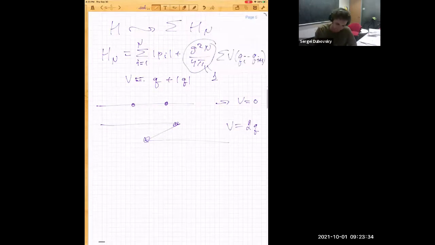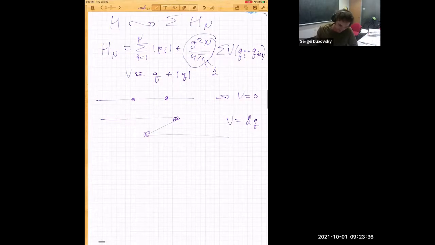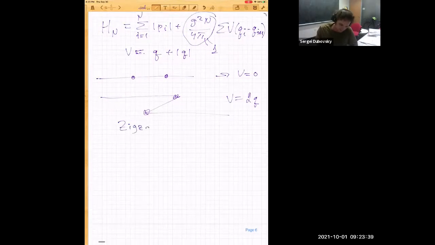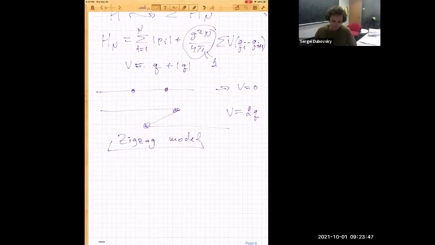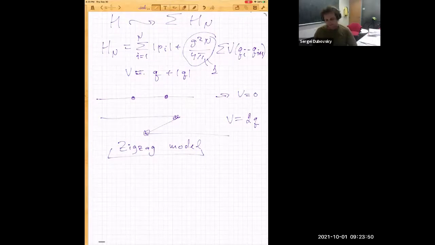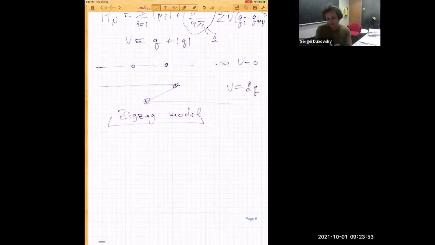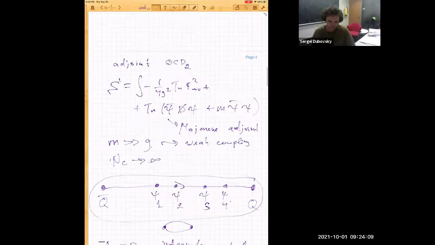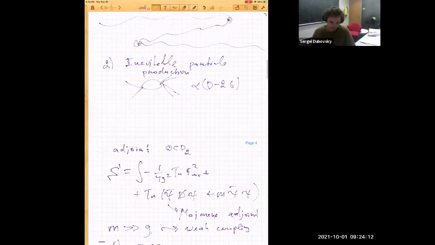For kind of obvious reasons, this is what we call the zigzag model. It is a model which describes the dynamics of these zigzags. According to the logic which I outlined in the beginning, one might expect that this model corresponds exactly to the TT-bar deformation. Initially I said that when one talks about non-critical strings, one doesn't get TT-bar in general.